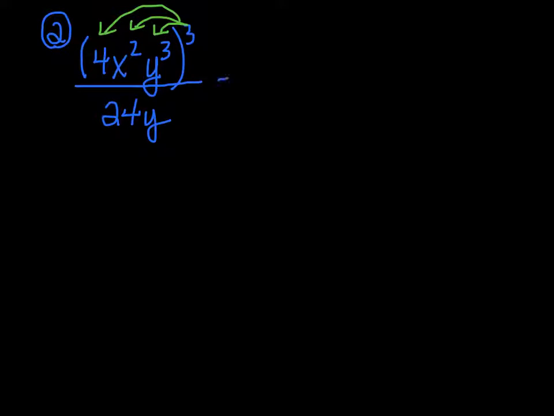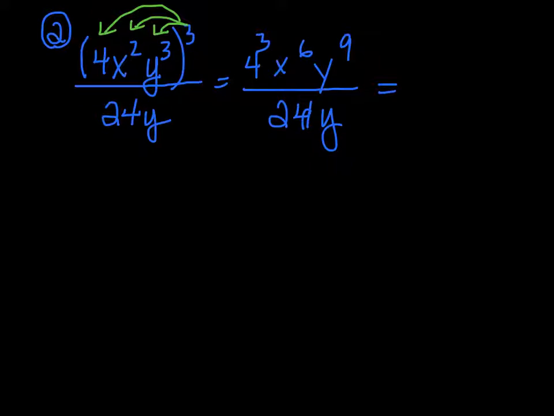When I do that, I'm going to get 4 to the third. Remember, we have a power to a power, so that's going to be x to the sixth, and another power to a power, so that's going to be y to the ninth. Right? And I'll fix that and simplify it in a minute. Now in the denominator, there's really nothing to do at this point, so I'm just going to write that as 24y. All right, so 4 to the third is 64, then I have x to the 6th, y to the 9th, and that whole thing is over 24y.